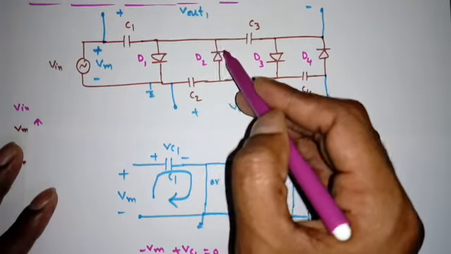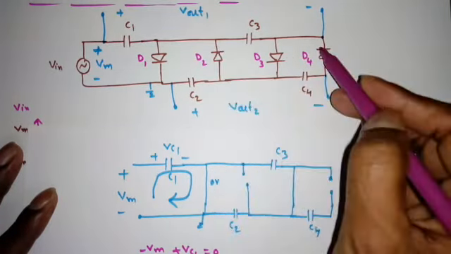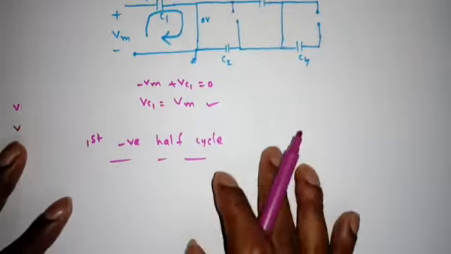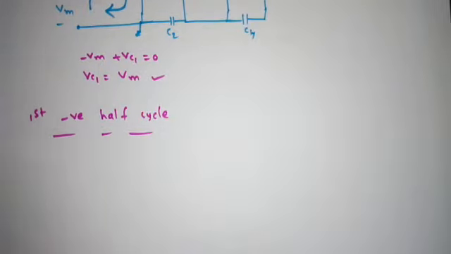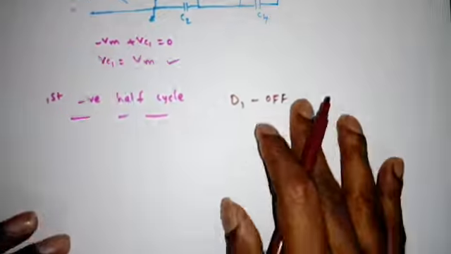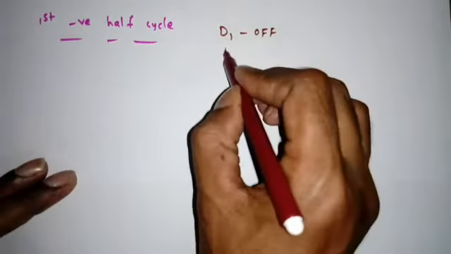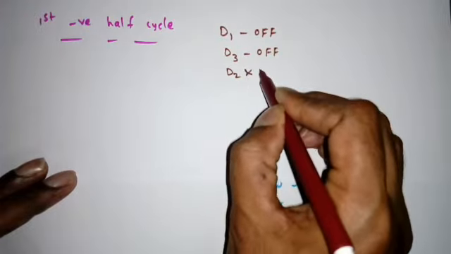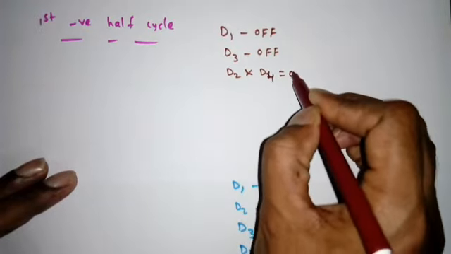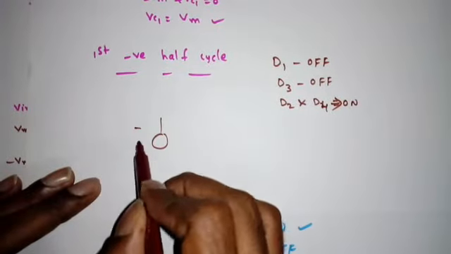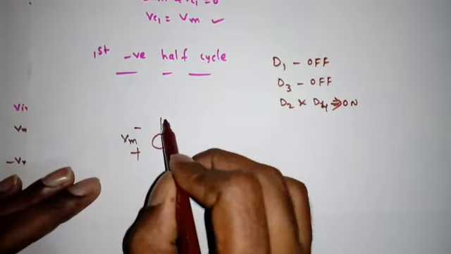See, just the terminals of the diodes, both are n-type semiconductors which are connected to negative when I apply the negative half cycle. So that means D1 off, right, and D3 also will be off. So D2 and D4 will be on. So the circuit will be like this. Maximum I can apply Vm.